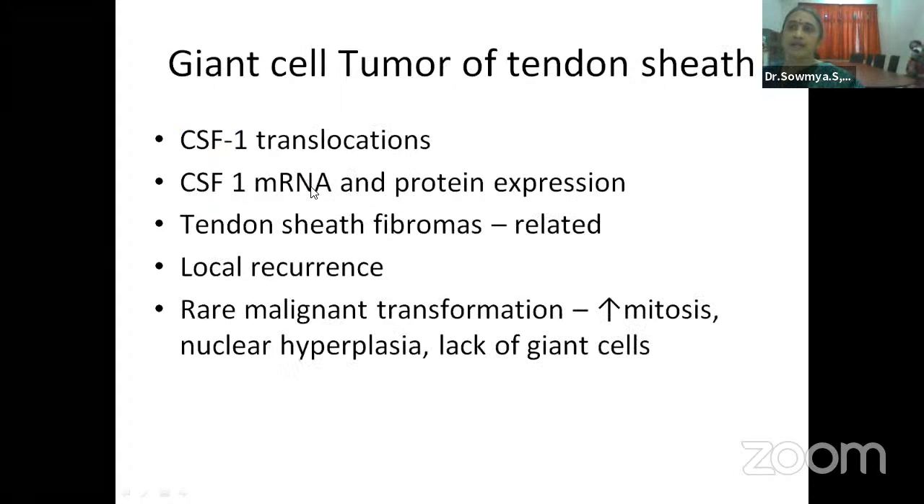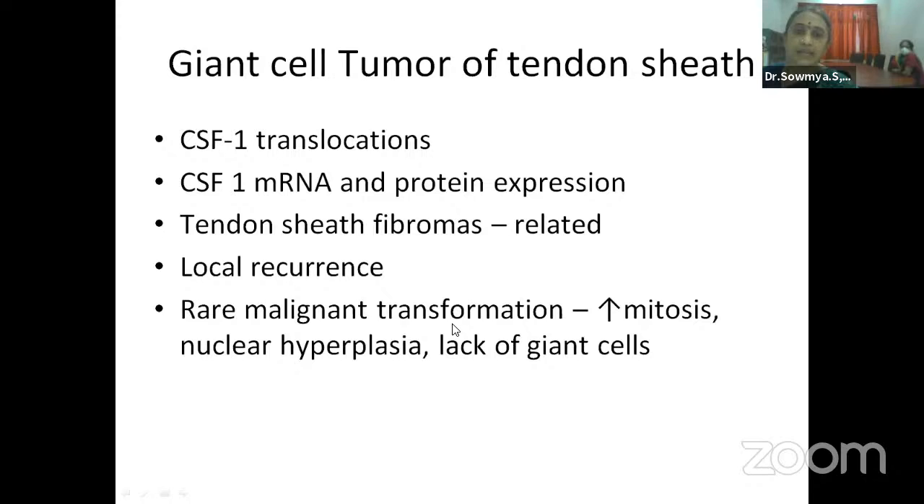And why do we now call it a benign tumor? Previously it was considered a tumor-like lesion, but now we call it a benign tumor because we can identify CSF1 translocation, and even if there is no translocation identified, you can see the CSF1 mRNA and protein expression. And the tendon sheath fibromas are closely related to this condition. One main problem is there can be local recurrences if it is not excised properly, and there can be very rare malignant transformations which are documented.